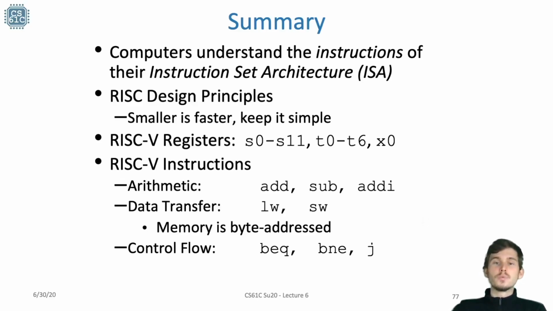So let's go over what I've covered in today's lecture. The first important thing was that computers understand the instructions of their specific ISAs. This is to say that, say I have a mobile processor that's like an ARM processor versus my laptop, which is like an x86, those two processors do not understand the same instructions, and you'd have to do translation if you wanted that to be able to interpret it.